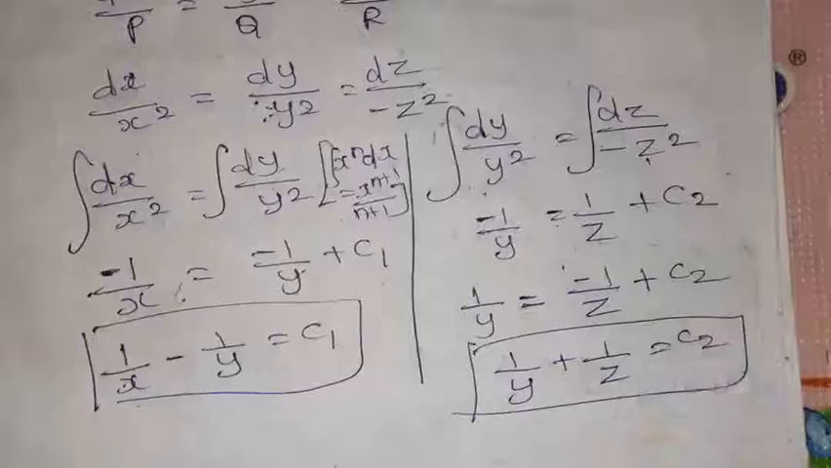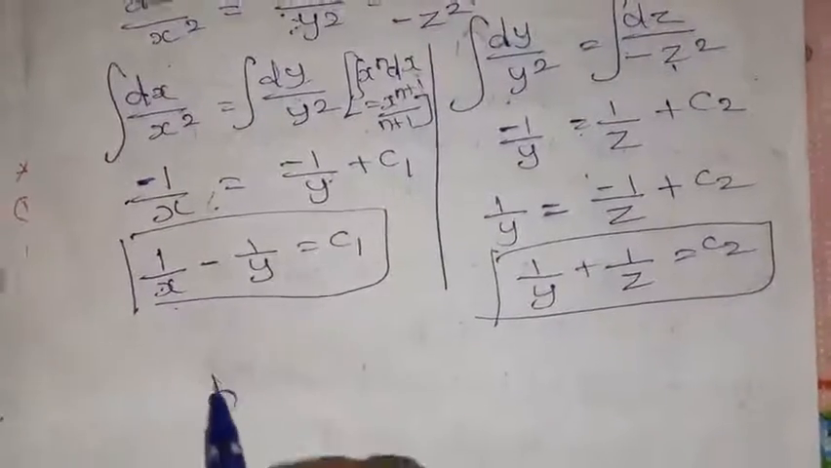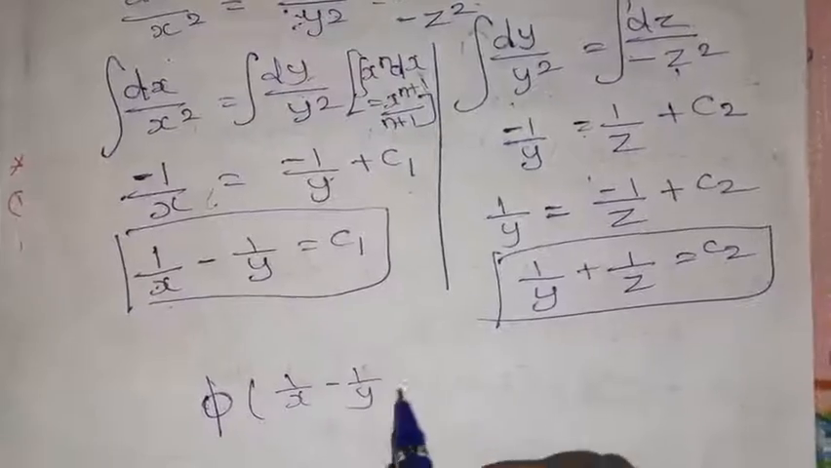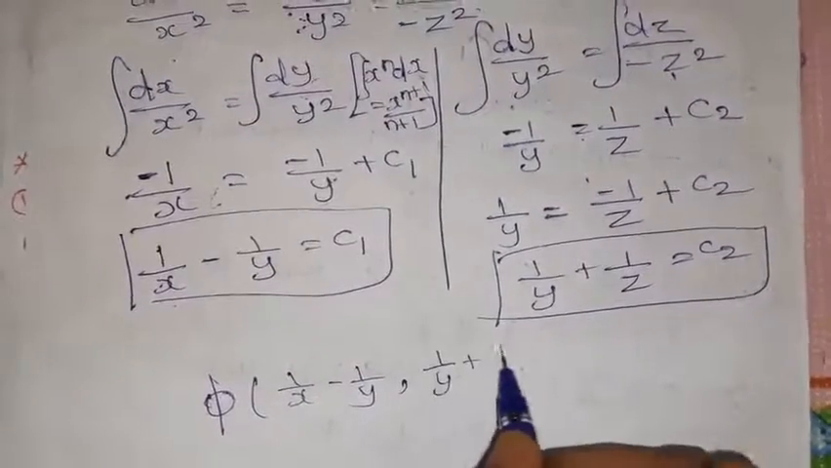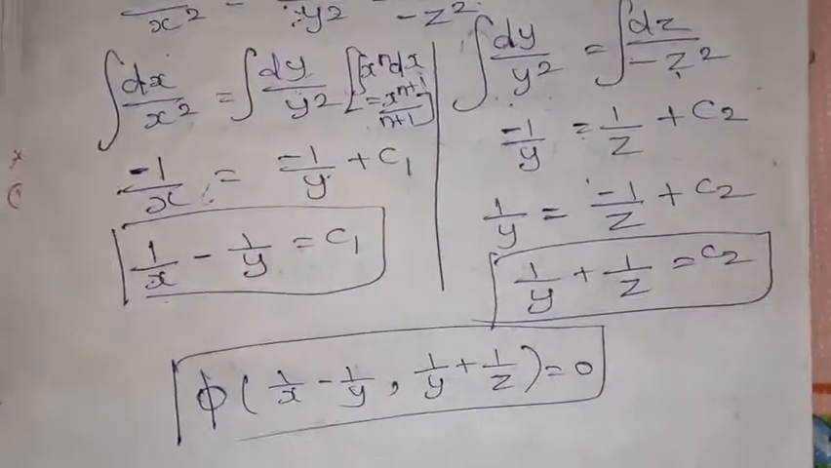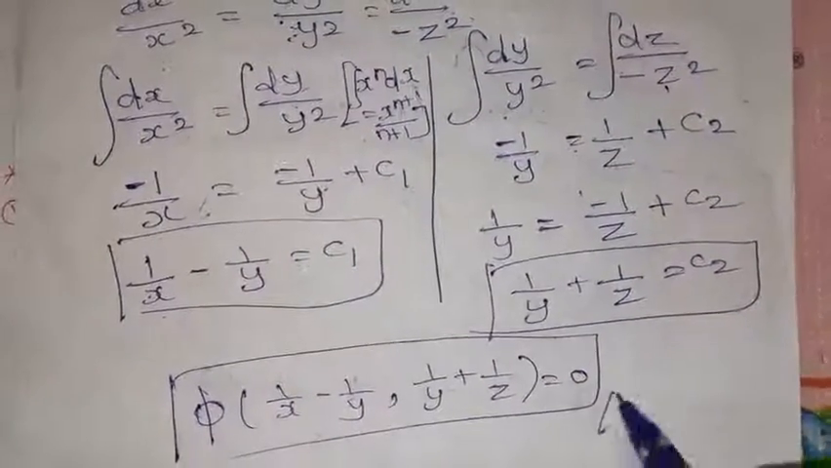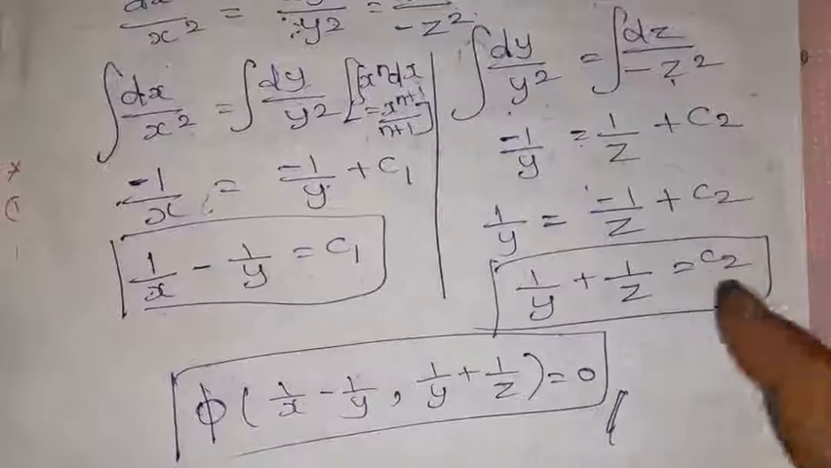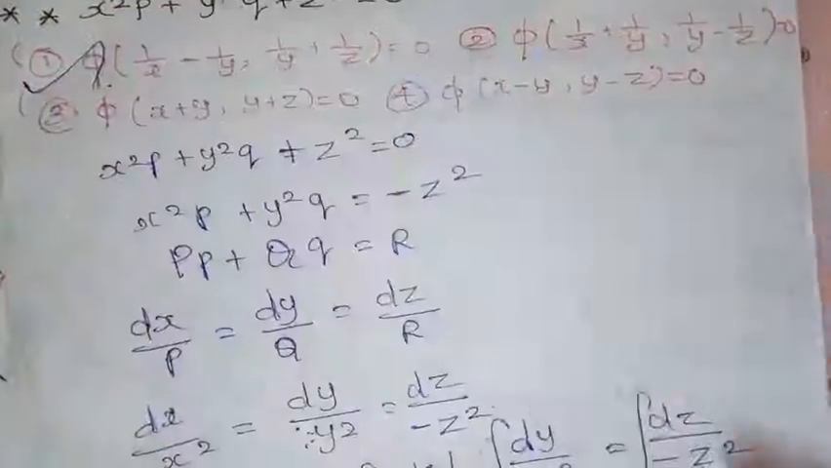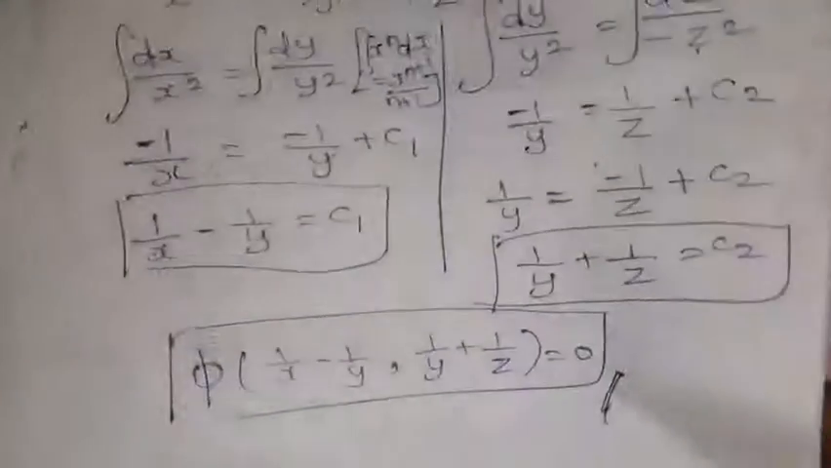Then what is the general solution? Phi of (1 by x minus 1 by y), comma, (1 by y plus 1 by z) equal to 0. This is the general solution for this problem. See which one: 1 by x minus 1 by y, comma, 1 by y plus 1 by z equal to 0. Option 1 is the right option.